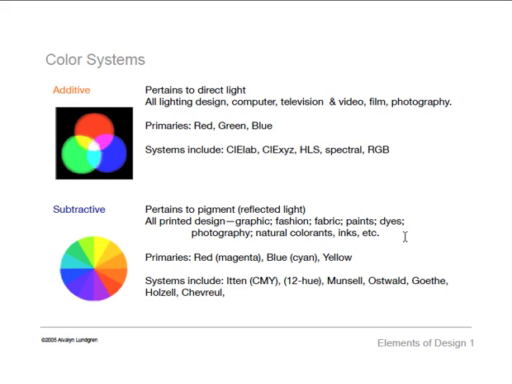Systems include Itten, Munsell, Ostwald, Goethe, Hölzel, Chevreul, and there's several others. And you'll probably become most familiar with Munsell and with Itten. Itten is the one that's most commonly used. Itten, by the way, was a friend and fellow of Josef Albers in the Bauhaus days back in the early part of the 20th century.